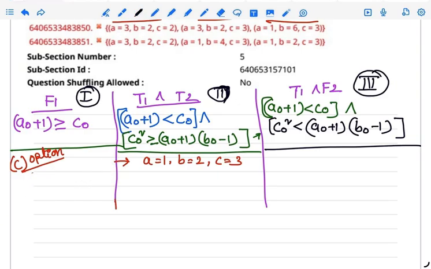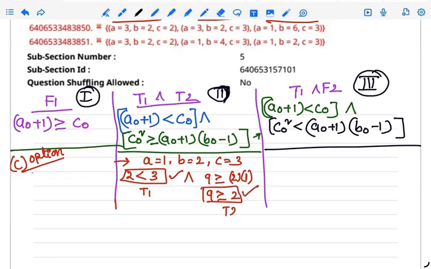So next, A equal to 1, that is 1 plus 1, 2 less than 3. First condition is right, this one is T1. And for the second, C0 square, that is 9, greater than or equal to A0 plus 1, 1 plus 1, 2 times B0 minus 1, 1 times, that is 9 greater than or equal to 2. This one is correct, right? Satisfied. T2. So this option is satisfied for this one.